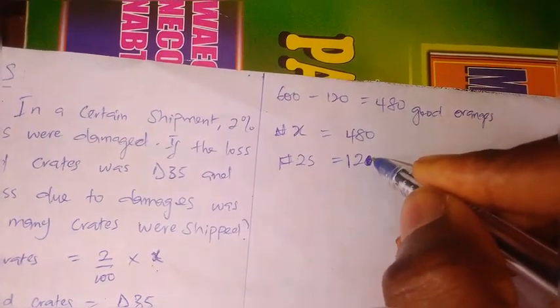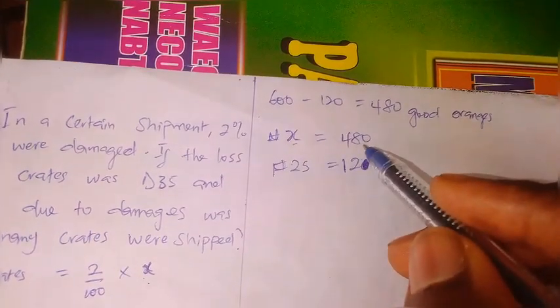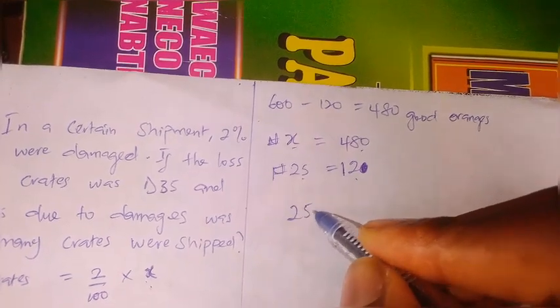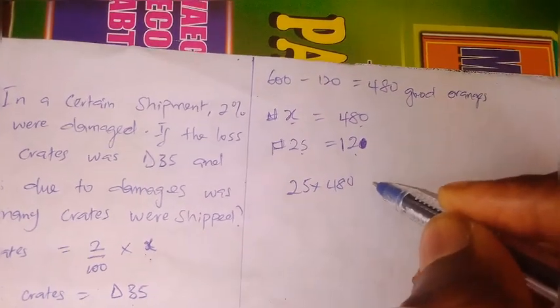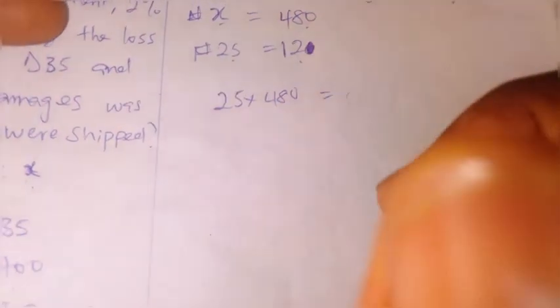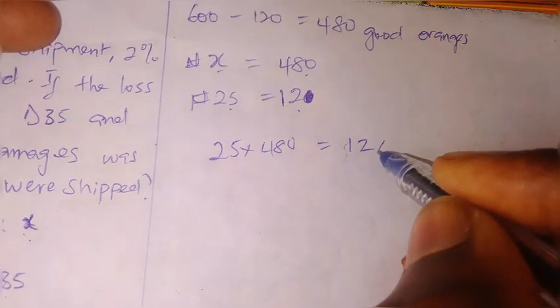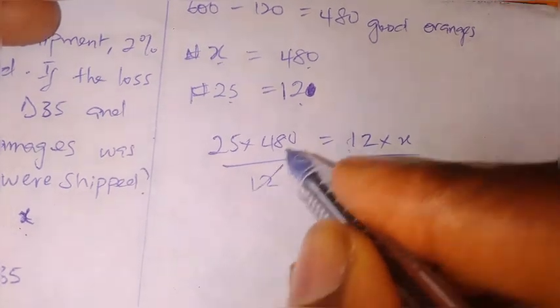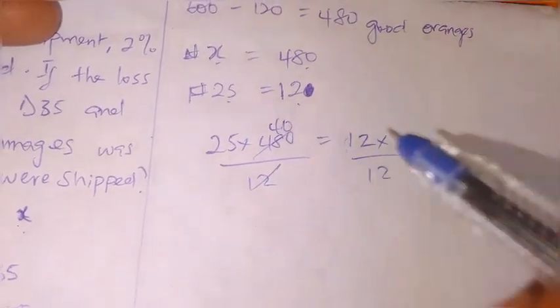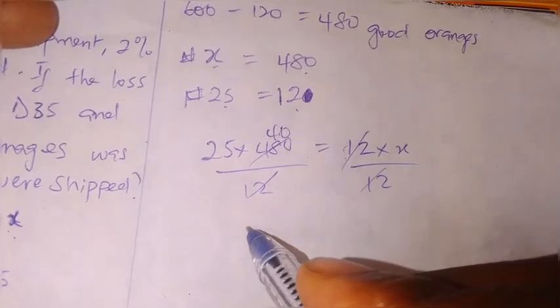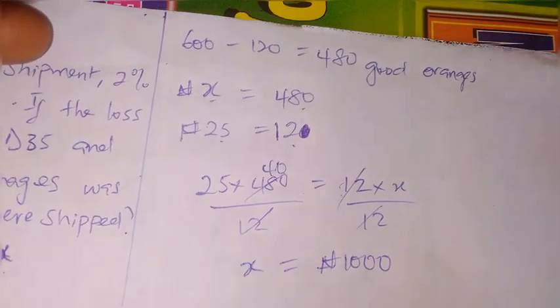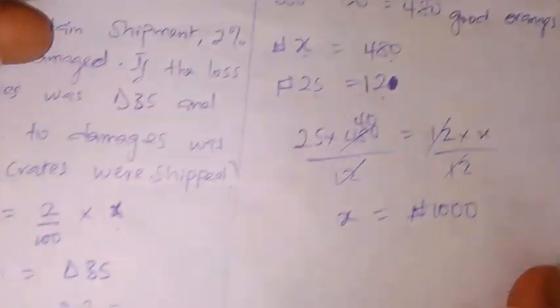What will I then have? Since this is 480, this is 25, I'm going to have it as 25 times 480 equals 12 times x. So divide both by 12 to have what? To have 1000. So it means I'm going to have x to be equal to what? 1000 naira. So it means the cost of 480 oranges at 25 for 12 is what?